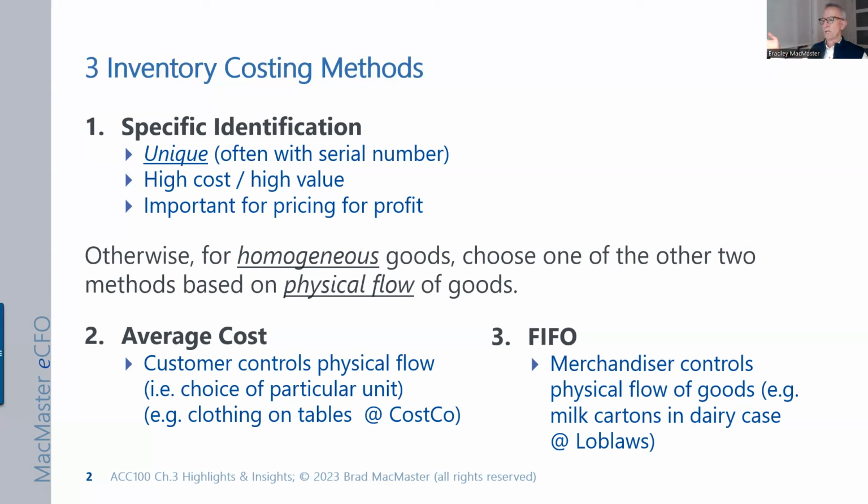costing method to use. Now, the grocery store is a good example of where FIFO makes a lot of sense, because controlling the customer's choice of product to choose the oldest one, or the first in, is going to reduce the merchant's risk of loss of inventory due to spoilage.